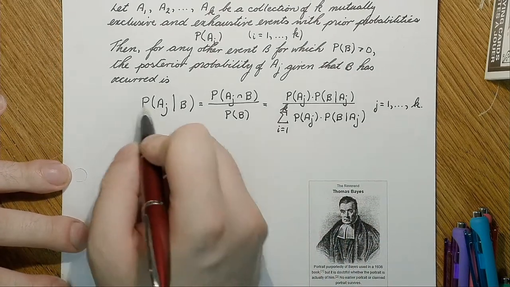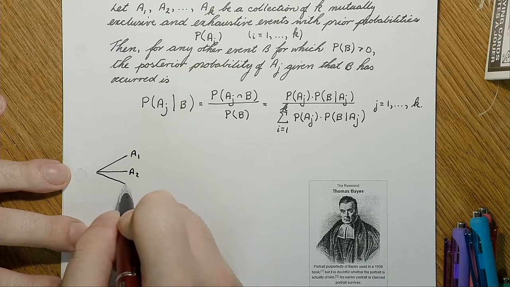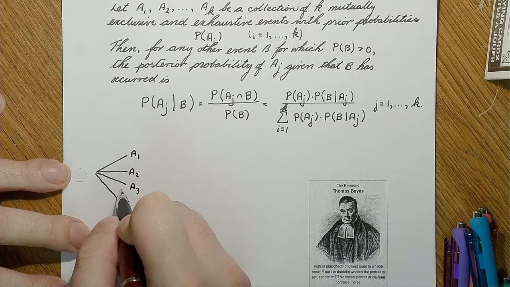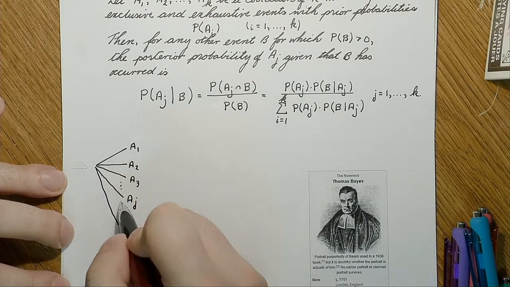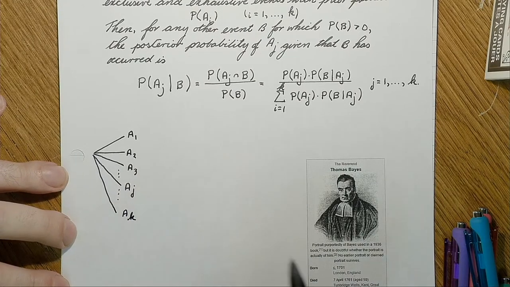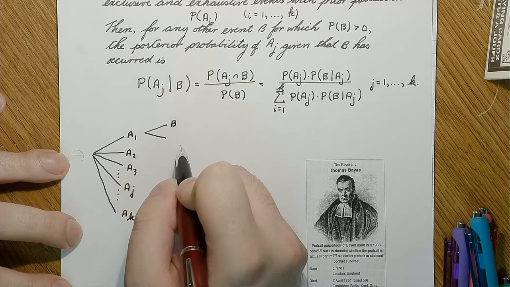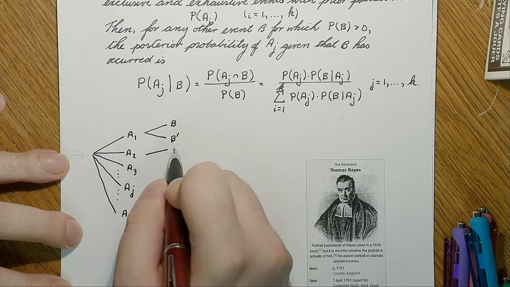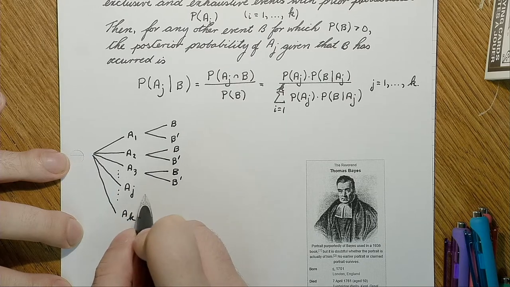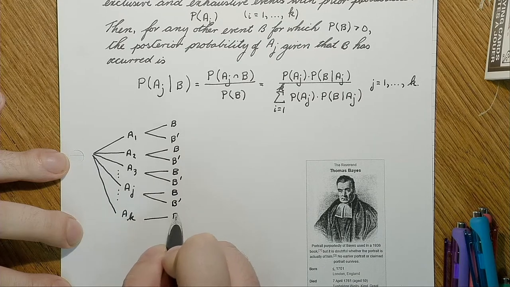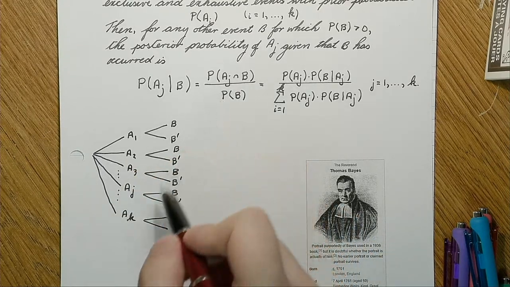Now we can think of that as, so they've broken up A. So let's say we have A1, A2, dot dot dot, and we go up to AJ, and that will be up to AK. What they're saying is then we'll have B and B prime, or something else like that. We can have something like that. There's our tree.